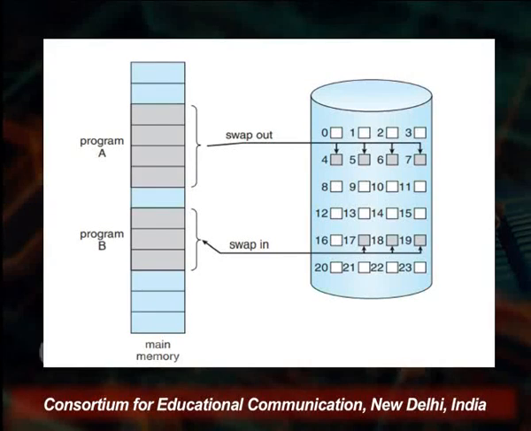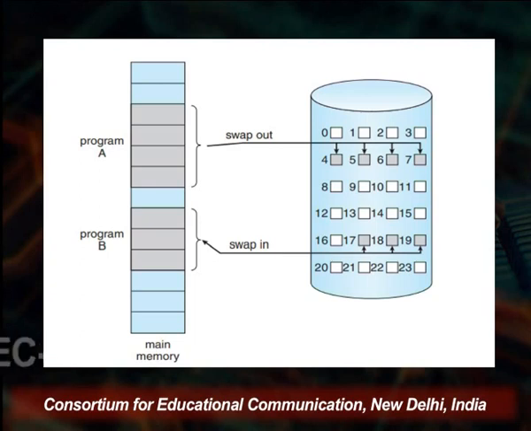Now, in order to understand this whole concept, let us take a look at the figure given on the screen. Let us say in the main memory there are two processes, program A and program B, and our physical memory is limited. Presently, program A is occupying some of the space and some pages of program A are already in the memory. Then program B also wants to get executed, and we want some space for that.